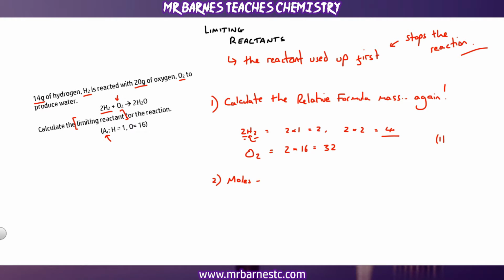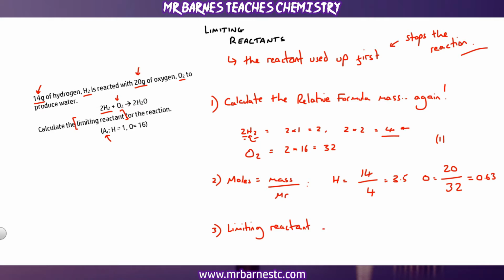Your second mark, work out the moles. Mass divided by your formula mass. So my hydrogen, that's the mass in the question, 14 grams. You divide that by our formula mass of 4. That comes out to 3.5 moles. Oxygen, 20 grams, tells you in the question, divided by our 32, our formula mass, gives me 0.63. Nice and simply for your third mark, your limiting reactant is the smallest value, which in this case is oxygen.